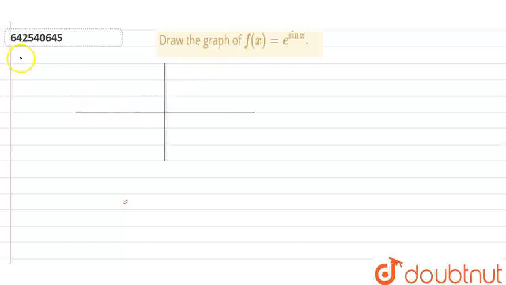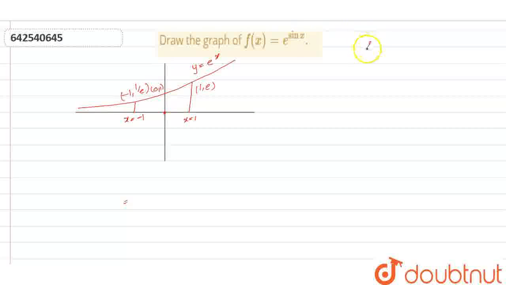If you see the graph of e to the power x, this is the graph of y is equal to e to the power x. At x is equal to 1, we'll get this point as (1, e). At x is equal to minus 1, we'll get this point (-1, 1/e), and at x is equal to 0, we'll get this point as (0, 1).